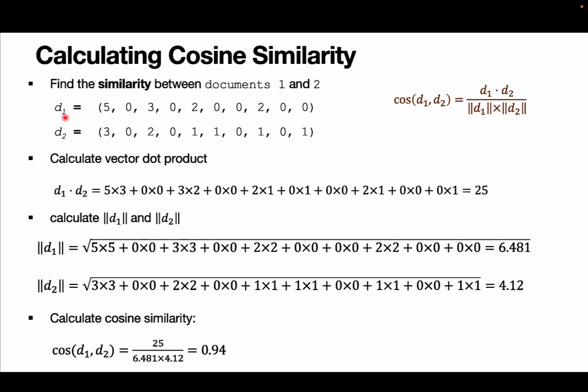This is a worked out example. D1 is a vector which can be very, very long and contains many zeros. D2 is another vector. And remember that the values represent how many times words occurred. The inner product or the dot product is a pointwise multiplication. The norm of D1 is the distance of this vector from the origin of 0.